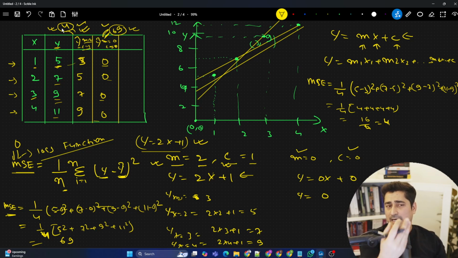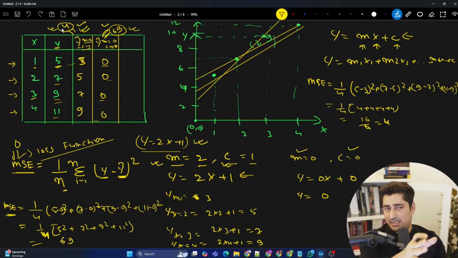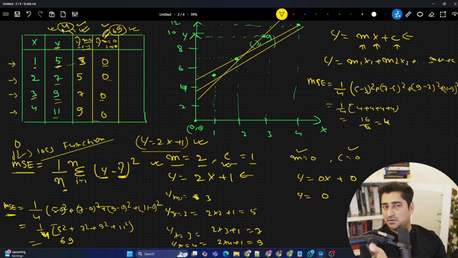But here again, I have taken this value of m and c manually in both situations. M is equal to 2, c is equal to 0, manual. Again, m is equal to 2, c is equal to 1, manual. How will the system be able to find out the same thing? That is something called training. Now we are going to learn how the system will be able to find out the value of m and c.